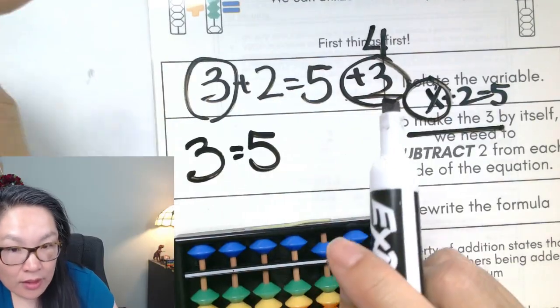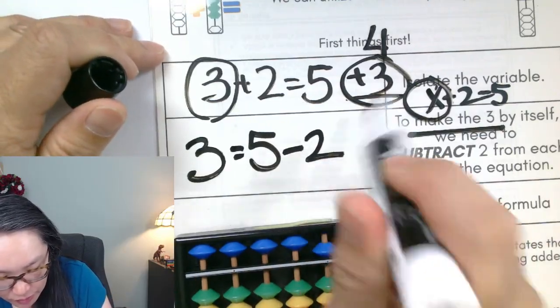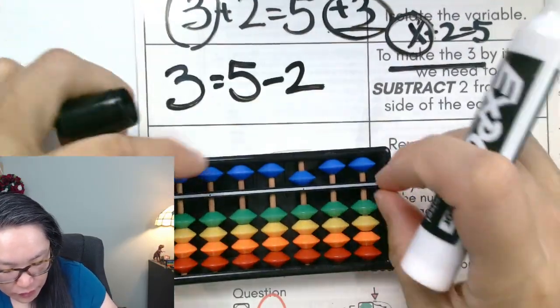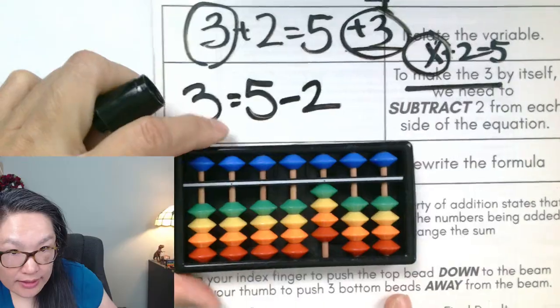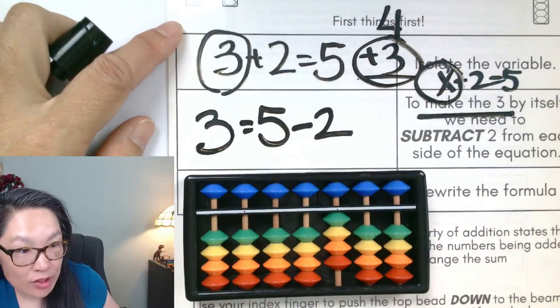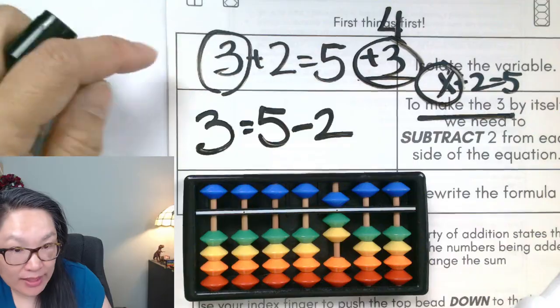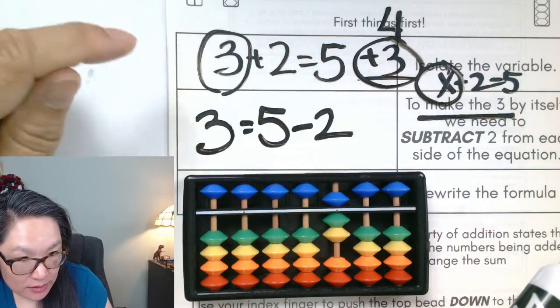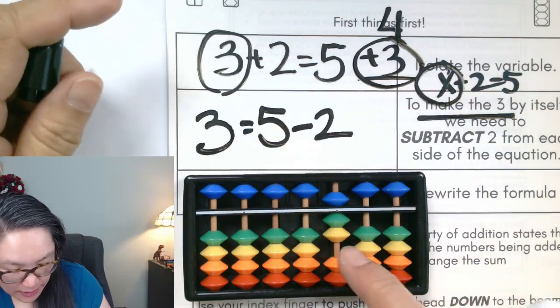But wait, 5 is too much. So what do we do? We have to subtract 2. Well, what does that mean? If you notice, I have the 4, and this is my formula. I'm going to add the 3, but my formula is telling me directions. I want to add the 5, and I want to take away the 2, and that's my answer, 7. Does that make sense?